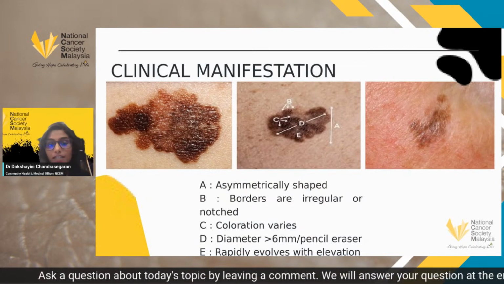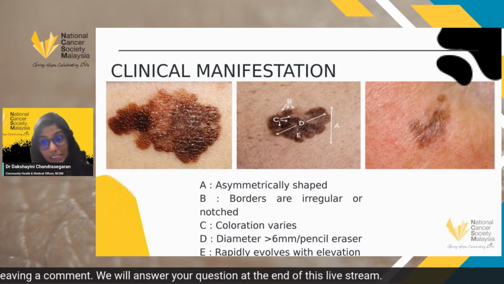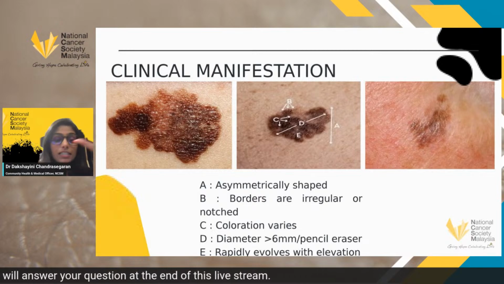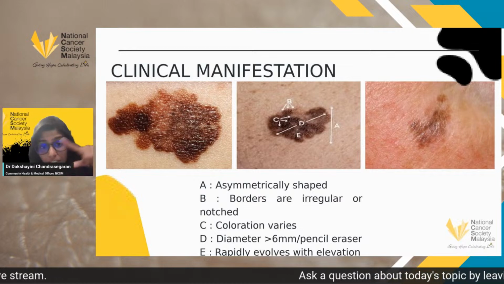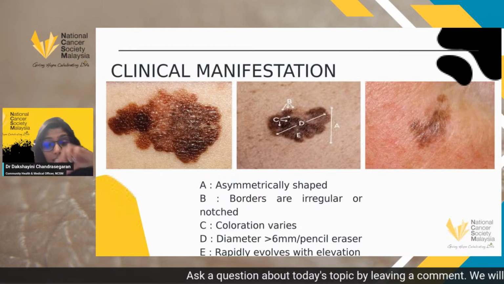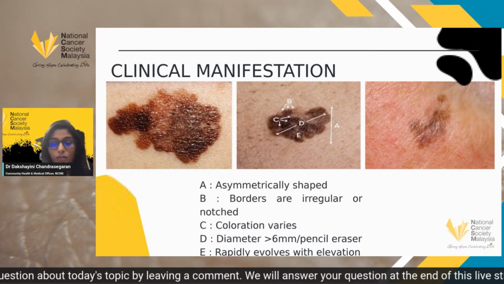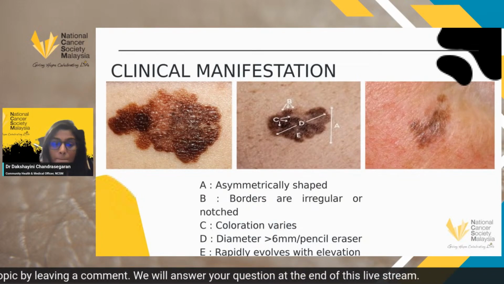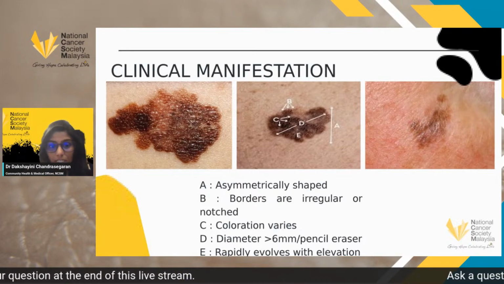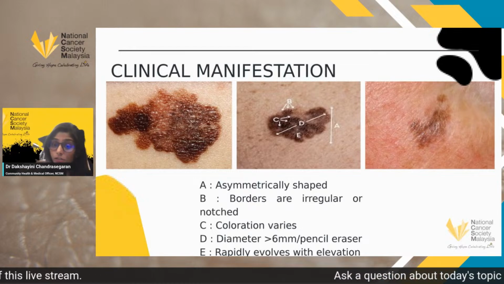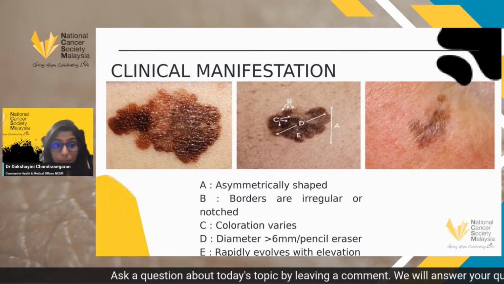So the worrisome signs of melanoma can be very easily remembered using the mnemonic A, B, C, D. A, because they are asymmetrically shaped. B, their borders are irregular and even notched. C, their colors vary within the same lesion. D, they would be larger than 6 millimeters, or roughly the size of a pencil eraser. And also it rapidly evolves, and there will also be skin elevation. These are features that you can just see, and once you notice them, then you would need to get it further examined with a dermoscope.